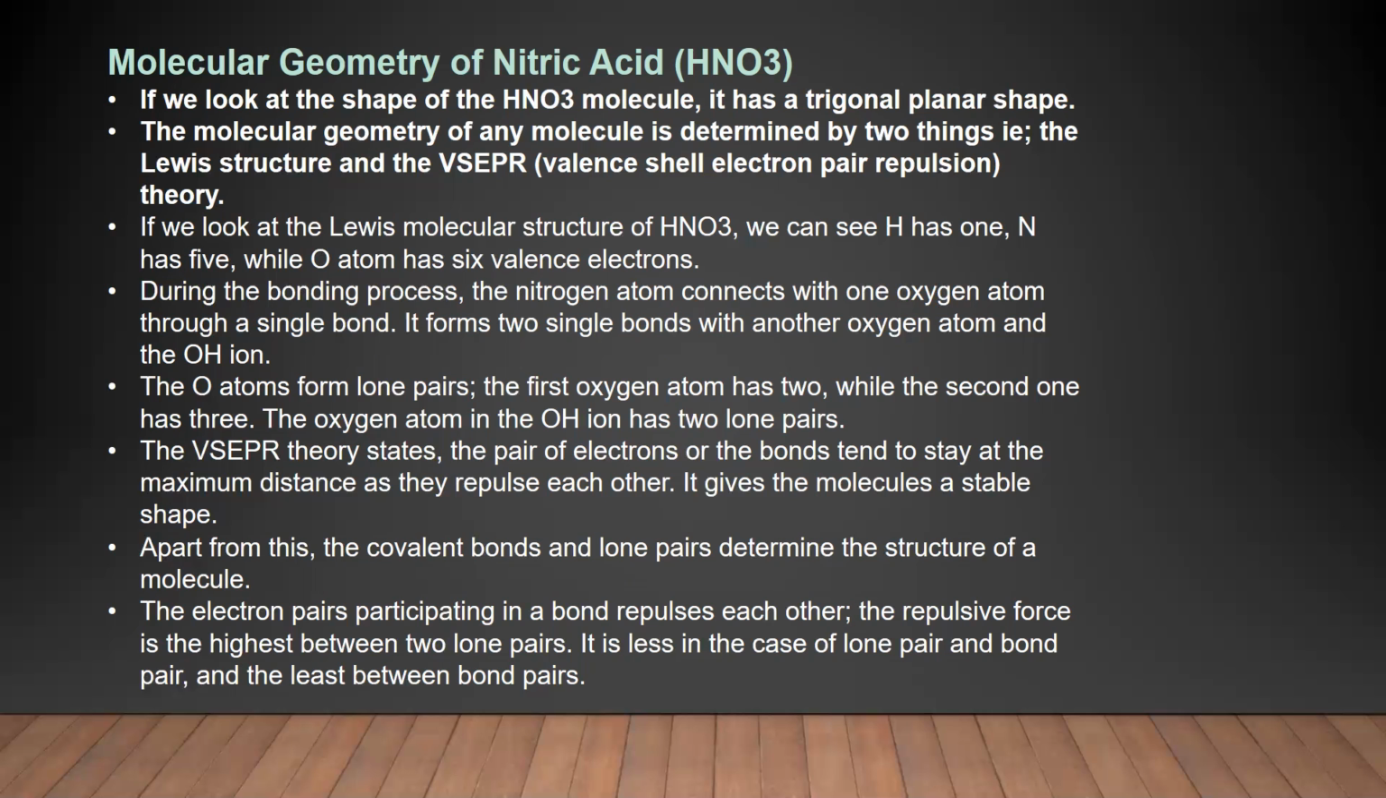The electron pairs participating in a bond repel each other. The repulsive force is the highest between two lone pairs. It is less in the case of a lone pair and a bond pair, and the least between bond pairs. From this, we conclude that the repulsive force is highest between lone pair and lone pair, then lower between lone pair and bond pair, and much less between bond pair and bond pair.